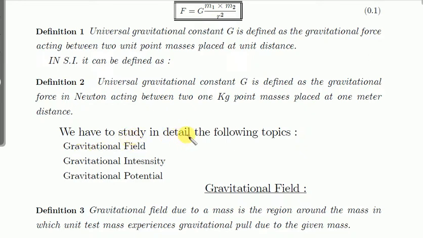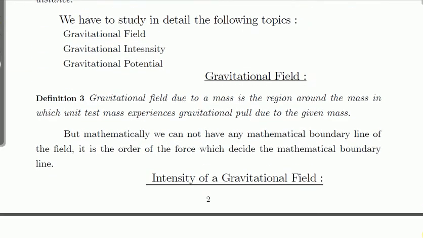We have to study in detail the following topics. What are gravitational field, gravitational intensity, gravitational potential? Okay, so gravitational field. What is gravitational field? Gravitational field due to a mass is the region around the mass in which a unit test mass experiences gravitational pull due to the given mass. But mathematically, we cannot have any mathematical boundary line of the field. It is the order of the force which decides the mathematical boundary line.